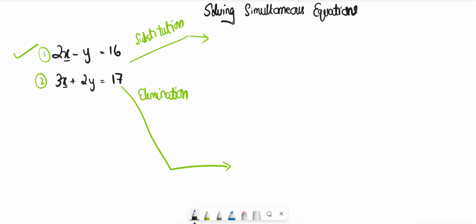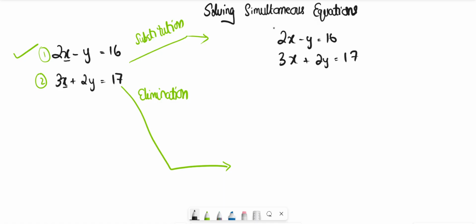Now, let's write these equations again once. 2x minus y equals 16. 3x plus 2y equals 17. Now, I want to do one thing. Out of x and out of y, I want one coefficient that has the same numerical value. What do I mean by that? Now, 2 and 3, I can manipulate these equations in such a way that 2 and 3 become the same. But I have y and 2y.